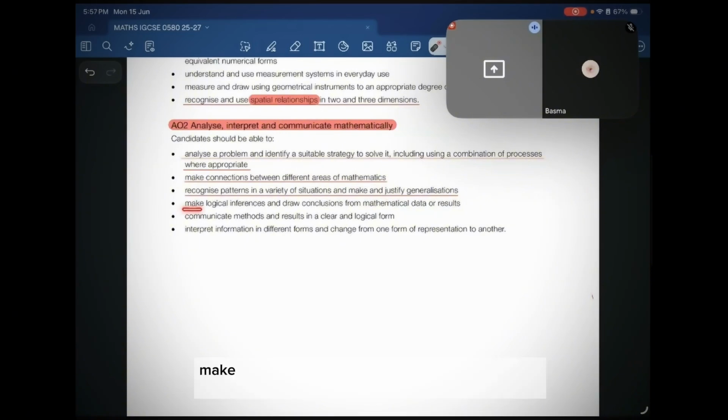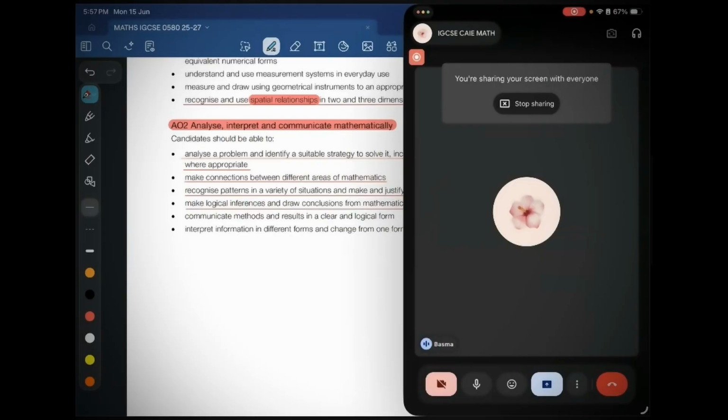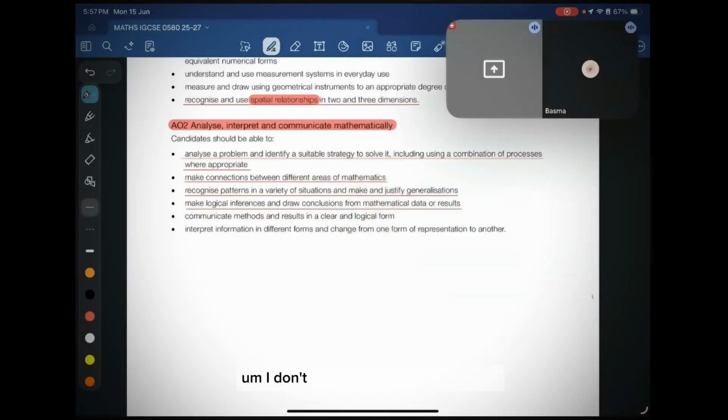Secondly, make logical inferences and draw conclusions from mathematical data. This is kind of like, do you take English as well, Bisma? Yes. Okay. I don't know about you now, but back when I was in my O level, we used to have a comprehension passage in English. Do you guys have that too still or no?